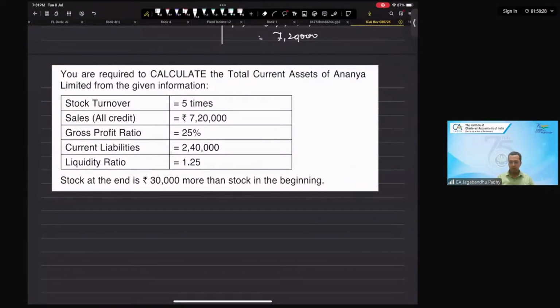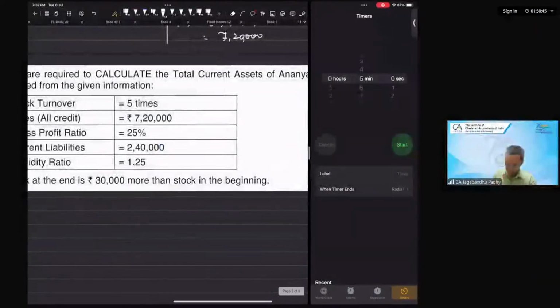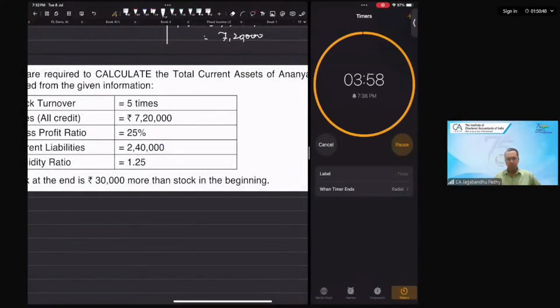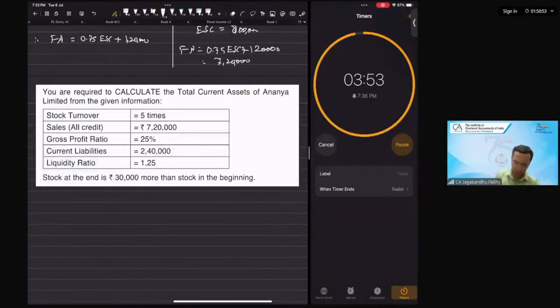You're required to calculate the total current assets of Ananya Limited from the given information. So you have to compute the total current assets with the given information. Again, I would like you to solve it initially before I start with the solution. Yeah, we have to remember, we have to calculate the total current assets. Okay. And whenever we have opening and closing something given, it simply means we're talking of the average.